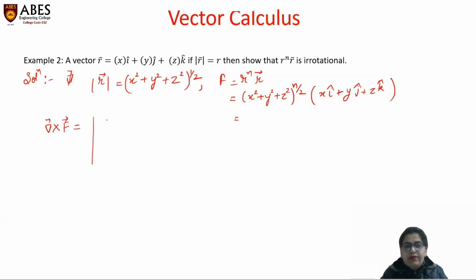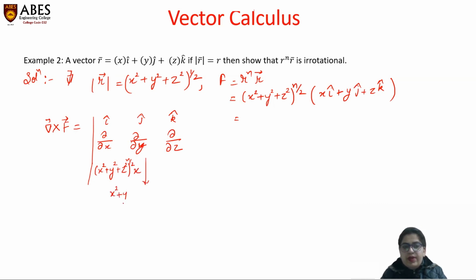So again, we'll be taking the determinant form. First row, similarly the unit vectors. Second row, it will be the partial derivatives, that is del x, del y, and del z. And third row will be your f vector, that is x square plus y square plus z square raised to power n by 2 into x, x square plus y square plus z square raised to power n by 2 into y, x square plus y square plus z square raised to power n by 2 into z.